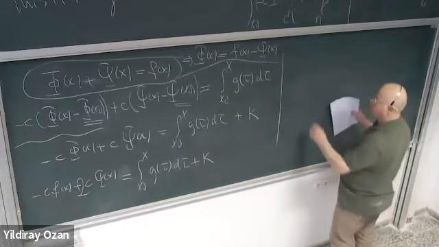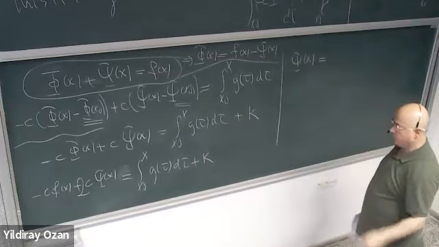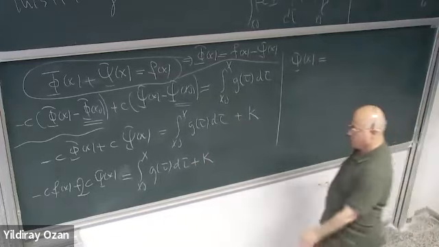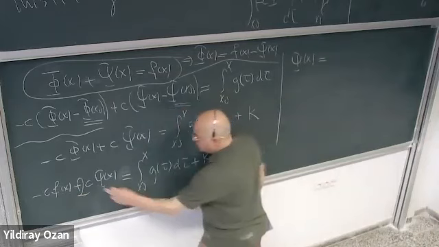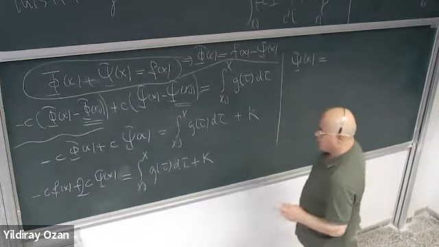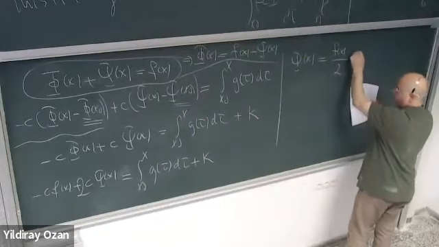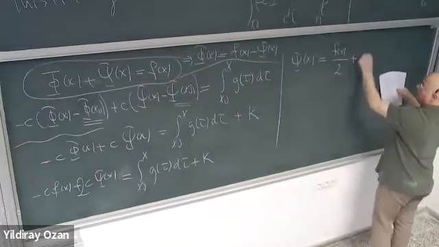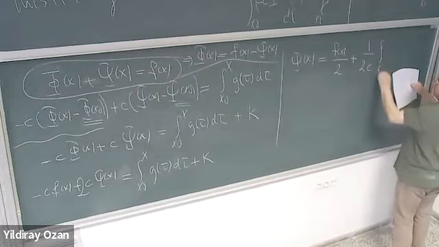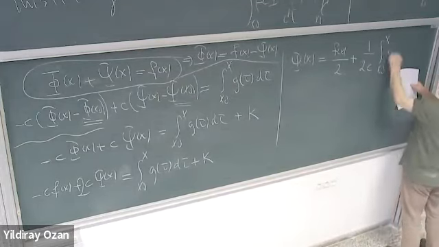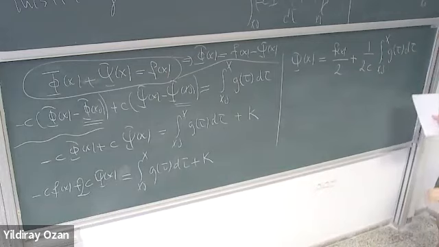So psi x is what? Okay, I can take this to the other side and divide by 2c. C's will be cancelled. So psi x is just f of x divided by 2 plus 1 over 2c integral from x0 to x g tau d tau plus some constant.